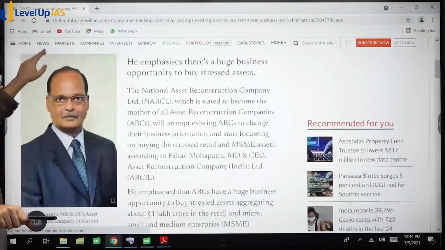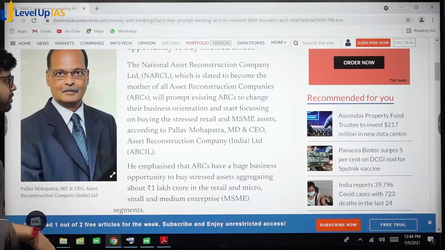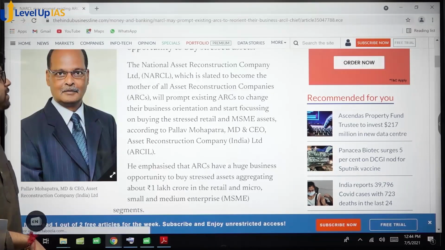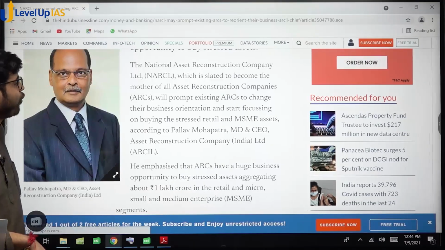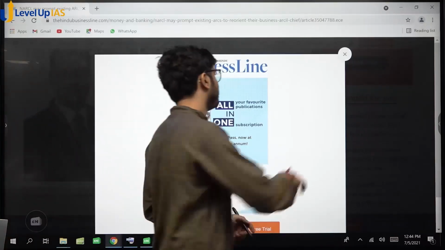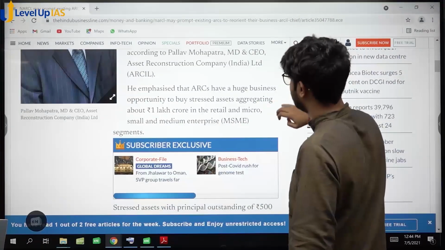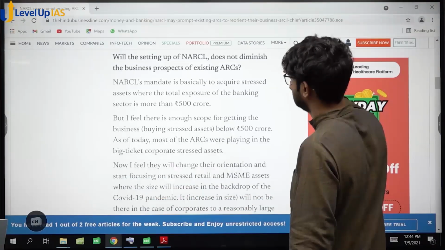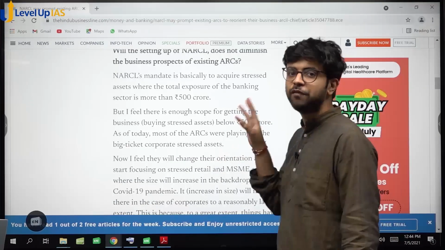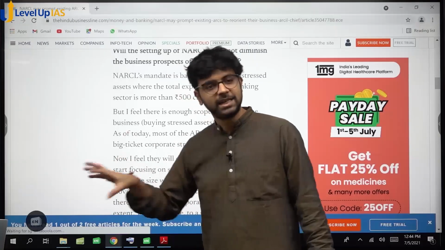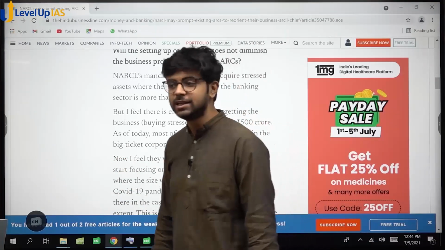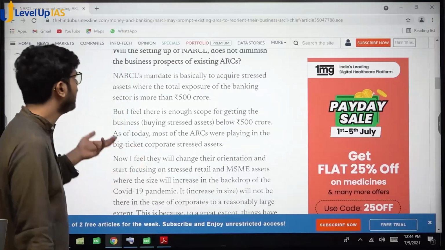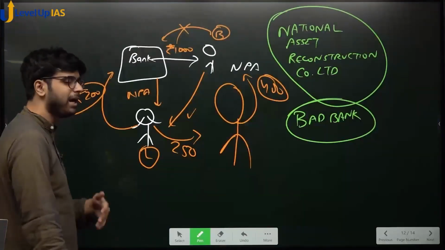Let us try to read this also. See this. NARCL, which is slated to become the mother of all asset reconstruction companies, will prompt existing ARCs to change their business orientation and start focusing on buying. Okay, so this article compares how the setting up of the new NARCL will hamper existing ARCs, because existing ARCs are private. The new NARCL is bank owned. So how would it affect the business? Interesting article. I have not read this, but no need. Okay, big article, so that is why I'm skipping.